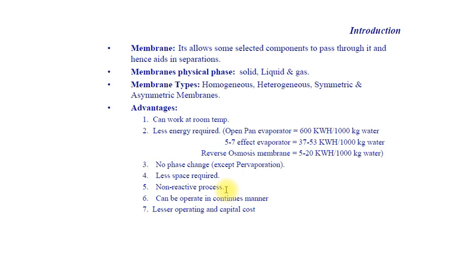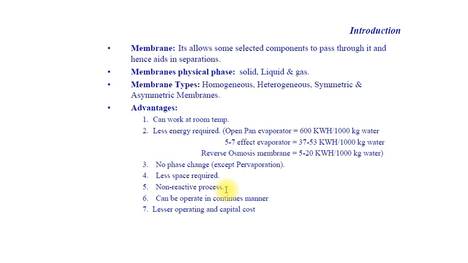But this is a membrane-based process, a physical process, so it will divide the feed system into two separate streams. One is the product stream, one is the rejected stream. So your product component will be enriched or concentrated in one stream, and its concentration will be reduced in the other stream. So this is the advantage of the membrane-based process.